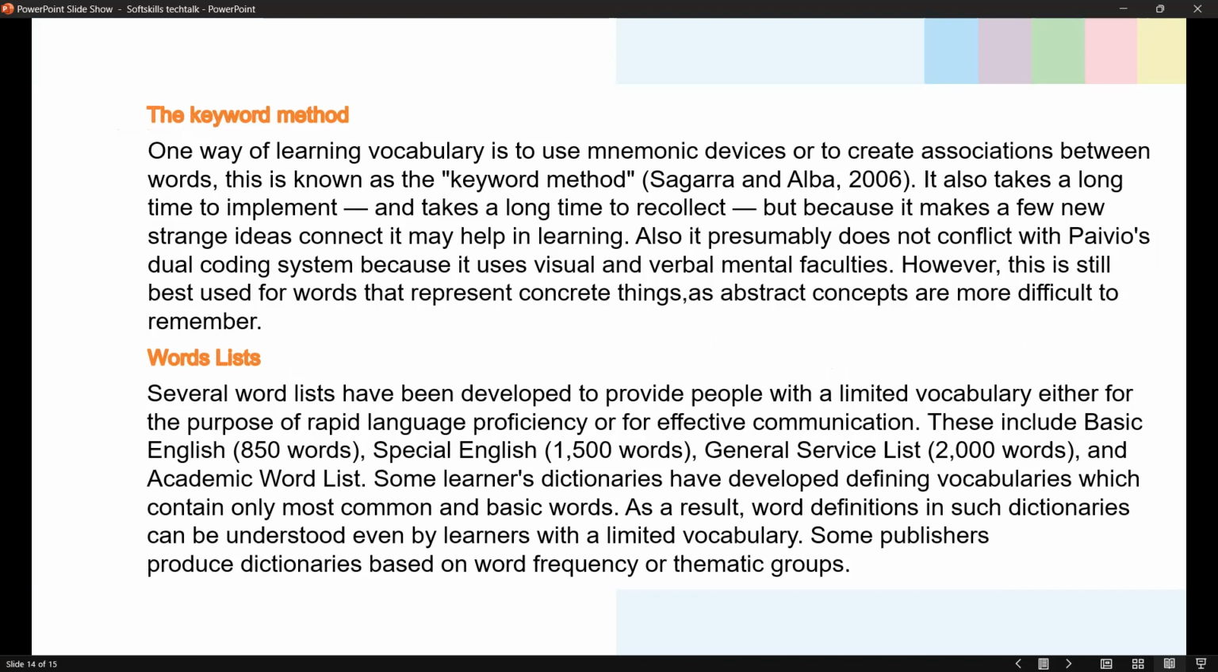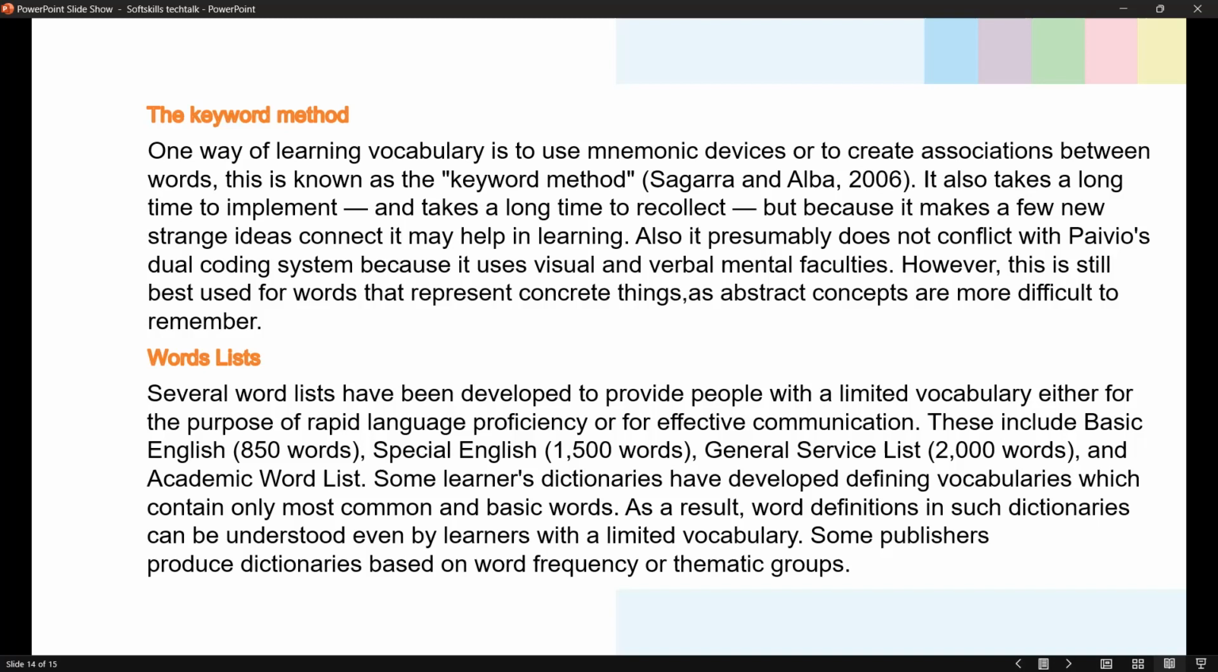The keyword method. One way of learning vocabulary is to use mnemonic devices or to create associations between the words. This is known as the keyword method, Sagara and Alba 2006. It also takes a long time to implement and takes a long time to recollect. But because it makes a few new strange ideas connect to it, it may help in learning. Also, it presumably does not conflict with Paivio's dual coding system because it uses visual and verbal mental faculties. However, this is still best used for words that represent concrete things, as abstract concepts are more difficult to remember.